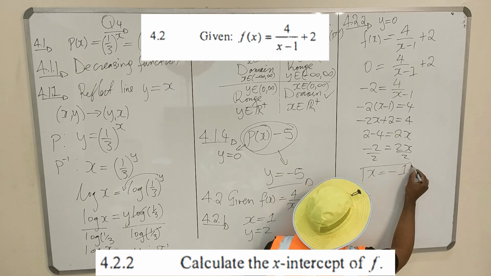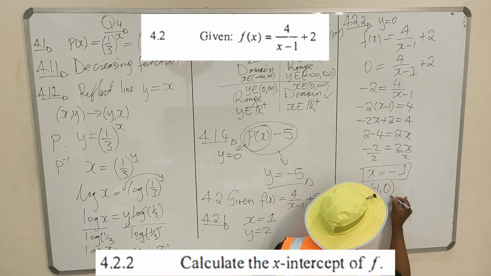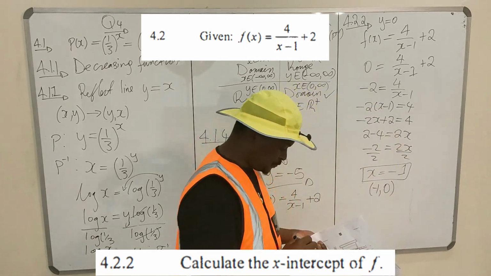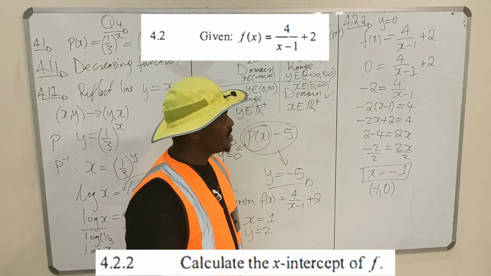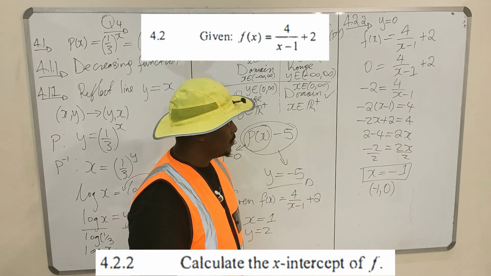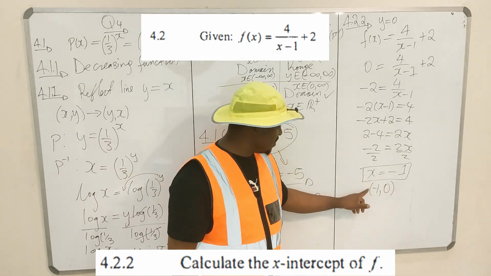So this is the x-intercept. If you want the coordinates, it's minus 1 and 0. These are your coordinates. I'm not sure if this thing is correct. It is, this is correct. So this is our x-intercept. These are the coordinates.